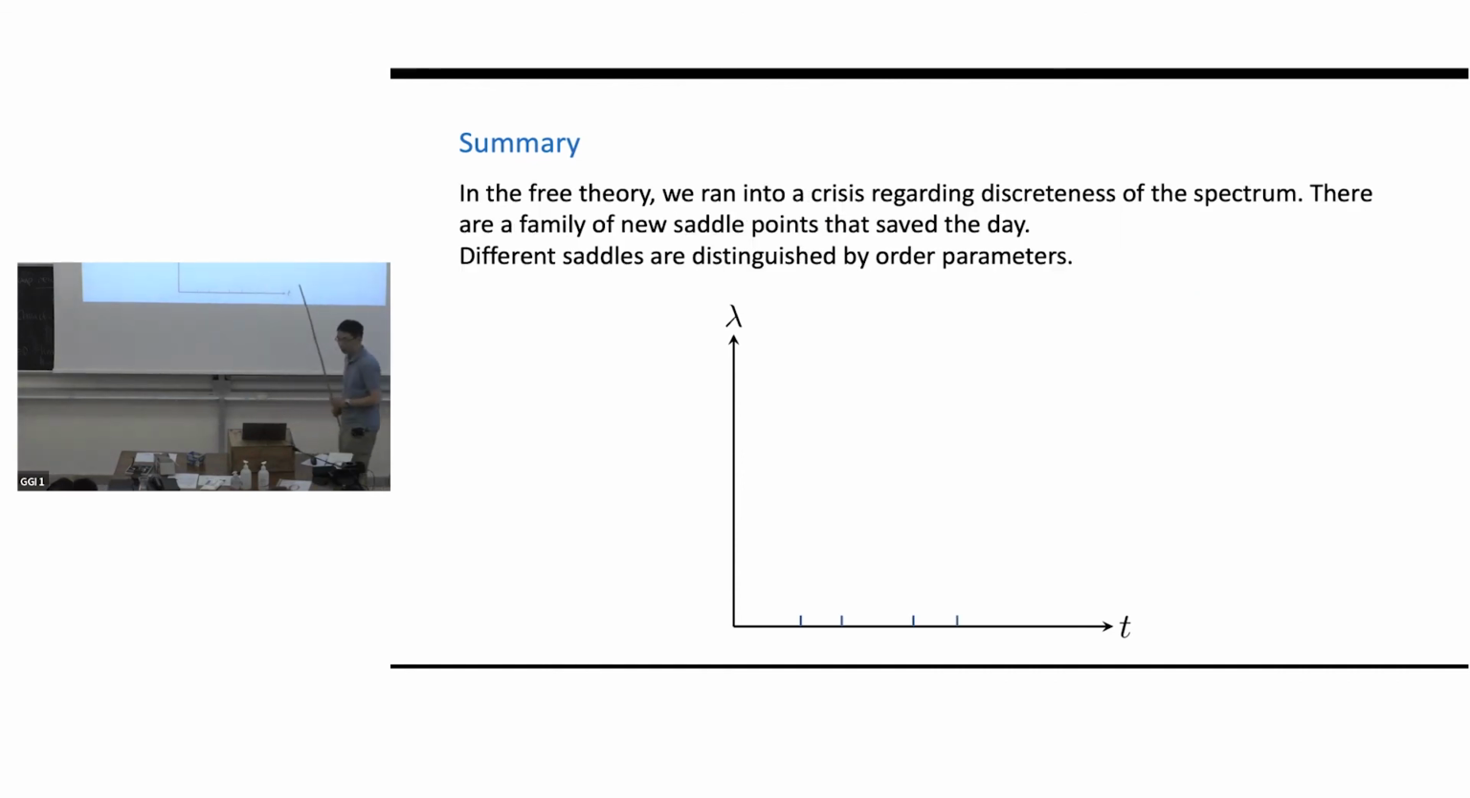Now, as we solved explicitly in the free theory, the horizontal axis at lambda equals 0 is divided into many, many small pieces. In the free theory, we ran into the crisis regarding the discreteness of the spectrum, and we found that there is a family of other saddle points that start to come in and save the day. And there are actually different phases, in the sense that they are distinguished by these order parameters, or they preserve different subgroups of the center symmetry.